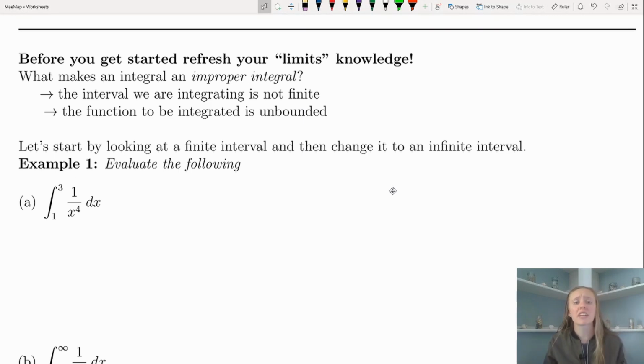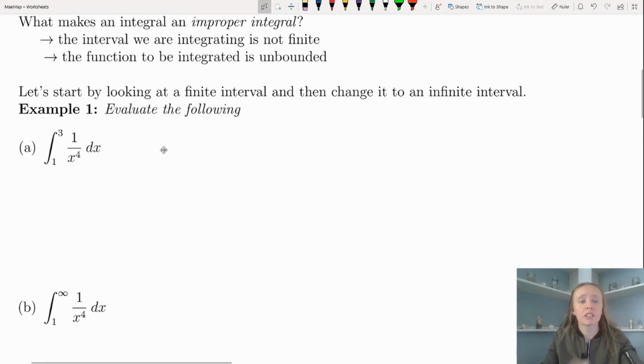But let's start by looking at a finite interval, and then we're going to change it to be an infinite integral, so you can see that difference. So let's go ahead and look at example 1, part A. Example 1a is that finite interval. So we're going to integrate 1 over x to the fourth from 1 to 3.